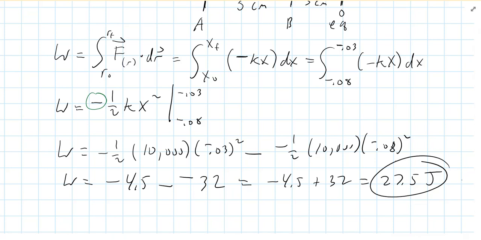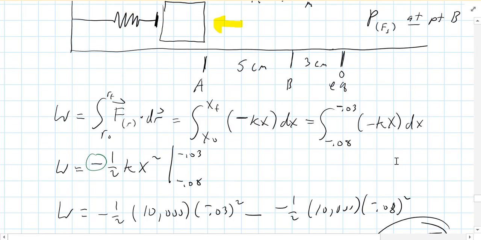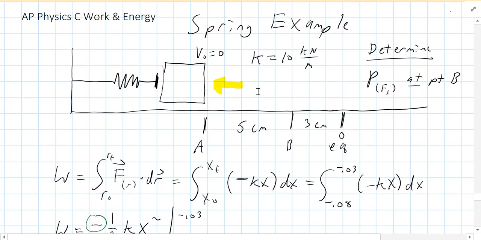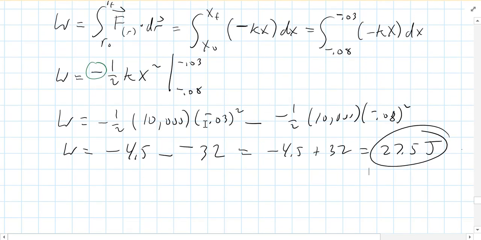Now, in general, we know the work done by the spring is going to be positive because as the block moves to the right, the spring is pushing to the right. So that should be positive work. If somehow you got these reversed, if you did positive 1/2 times k times 0.03 squared minus 1/2 times 10,000 times 0.08 squared, and you got a negative 27.5 here, you know it should be positive.